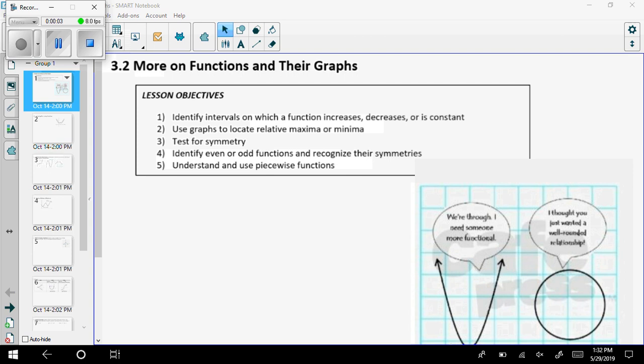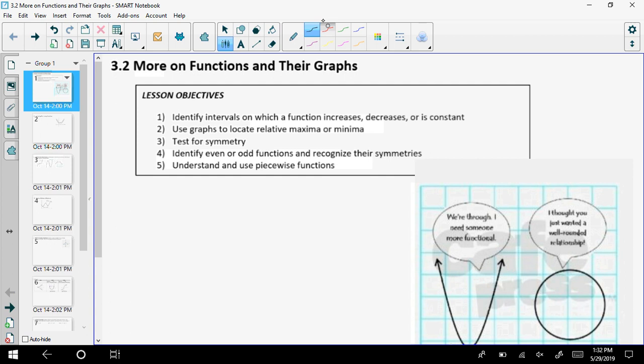Section 3.2 finds us continuing on our function journey, and it's more information about functions. And remember, if something is a function, that means every value in the domain, the input, gives us one value out in the range, the output. So our objective today is basically being able to analyze functions in even more detail.